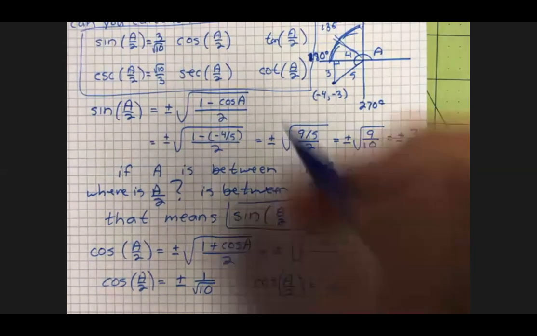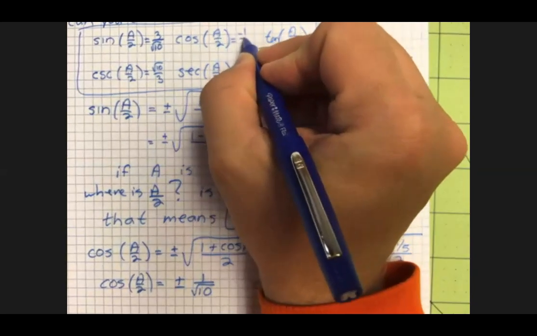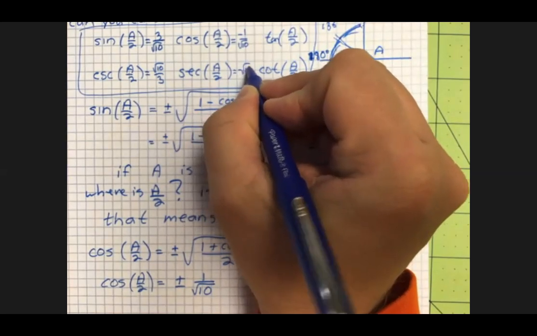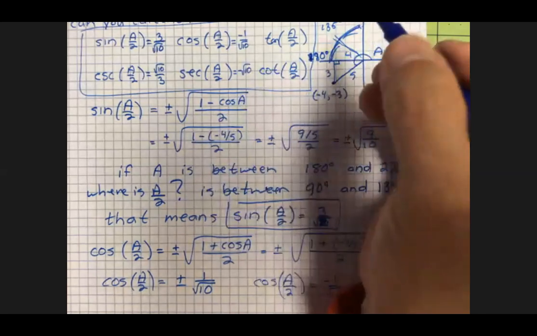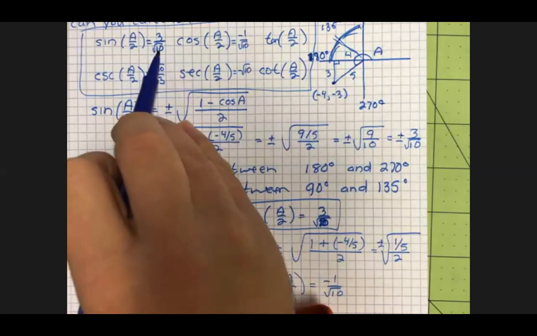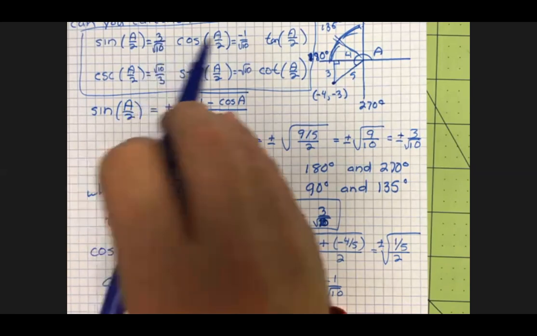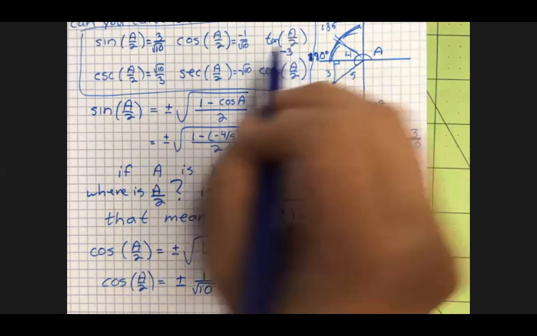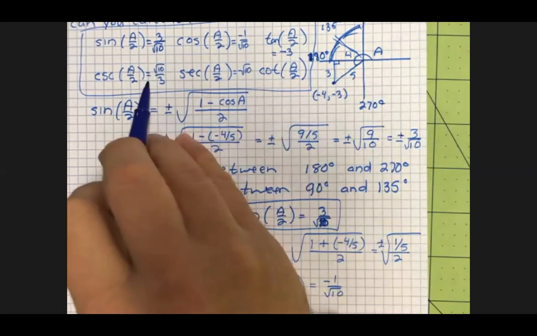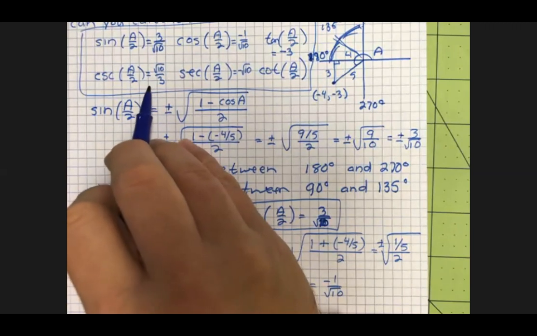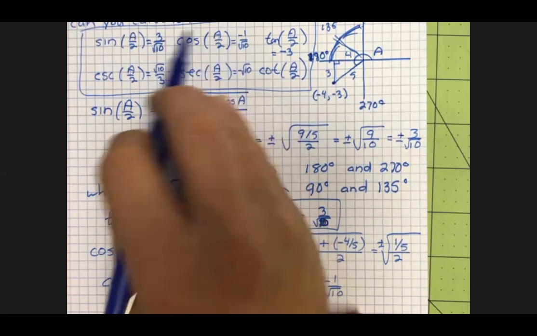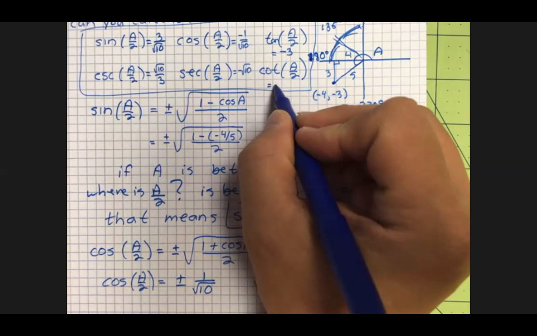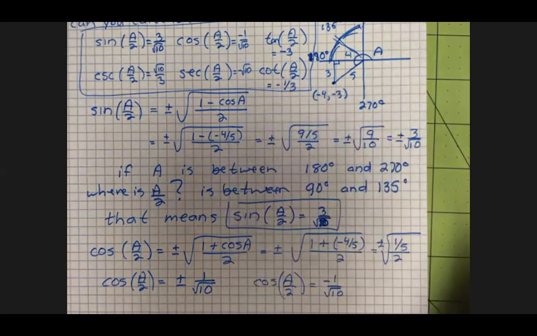Okay, and I can fill in the rest of these values. Negative 1 over root 10. Secant would be negative root 10. I didn't plan my space very wisely. Sine over cosine, 3 over root 10 divided by minus 1 over root 10 would be minus 3. And cotangent, which is cosine over sine, minus 1 over root 3, or just the reciprocal of tangent, minus 1 over root 3. I can have either way.